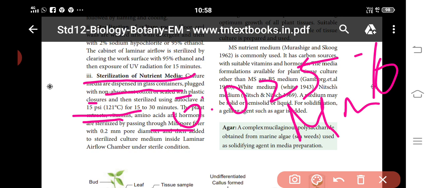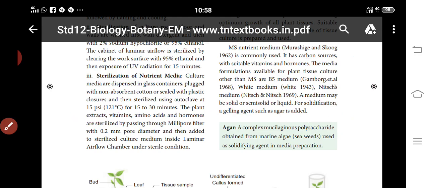So you take the culture medium, the nutrient medium, in the test tube. The test tube is tightly covered. You have to cover it with plastic closures. It is very helpful in tissue culture.